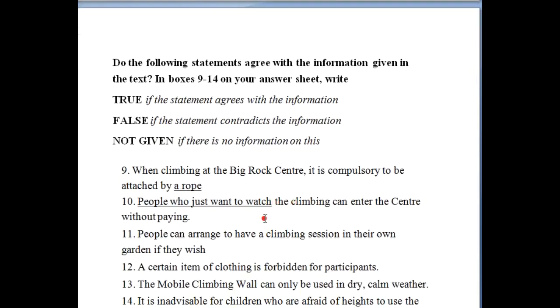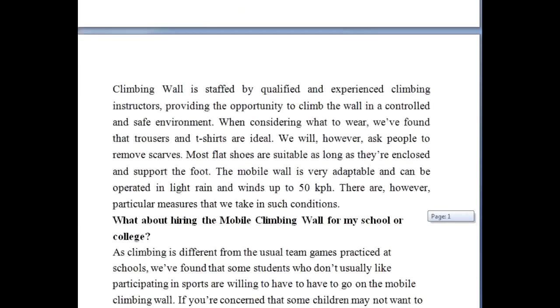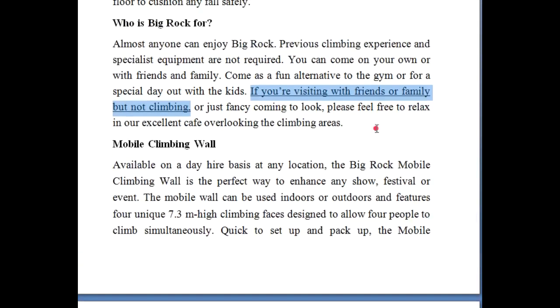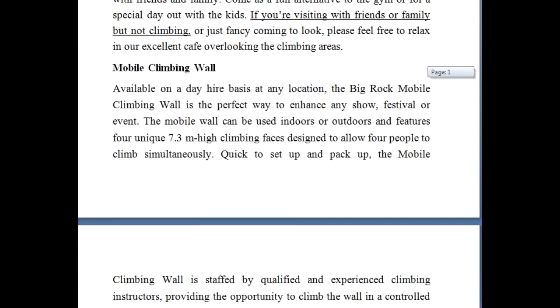People who just want to watch the climbing can enter the center without paying. Okay. What do we have to find out? Whether they have to pay or they don't have to pay. Right. So if you are visiting with friends or family but not climbing or just fancy coming to look, please feel free to relax in our excellent cafe overlooking the climbing areas. I mean, feel free to relax. That doesn't mean that you have to pay or you don't have to pay. It means the information is not given here whether you have to pay or you don't have to pay. So the answer is not given here. Right? Now move to the next question.